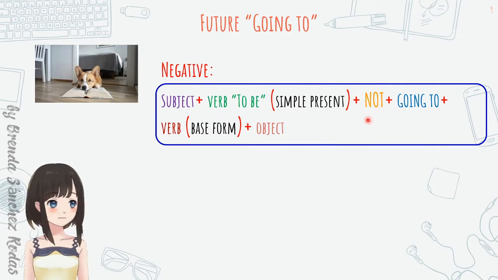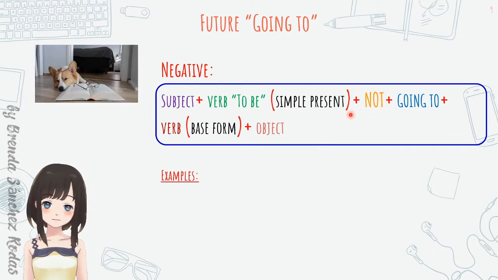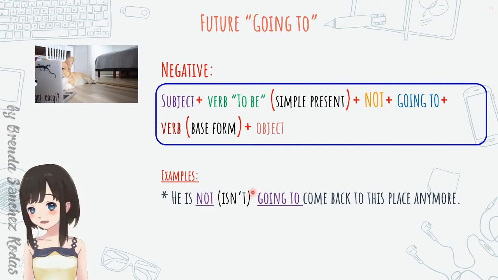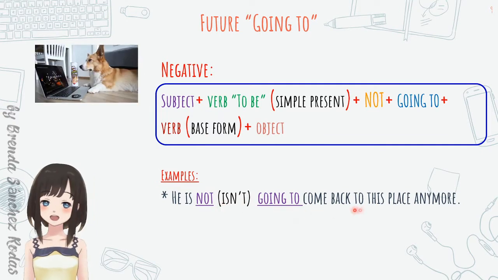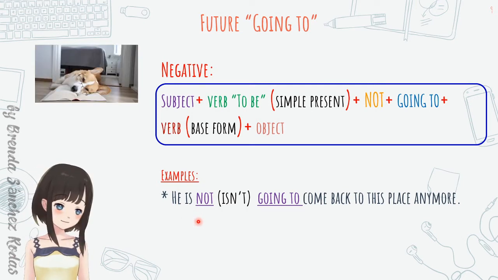Actually the same, we just add the not before the going to. Here I have some examples. He is not, or you can use he isn't, the contracted way in negative, going to come back to this place anymore. He's not going to come back to this place anymore.